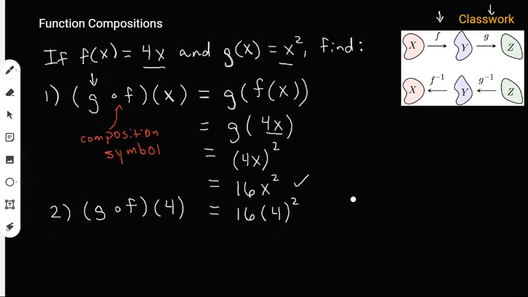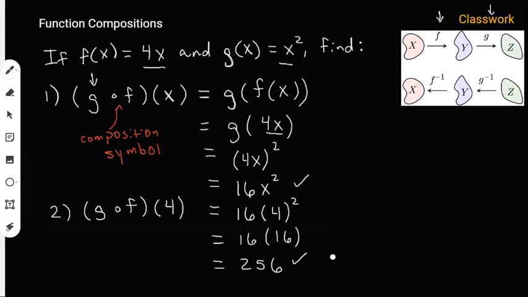So I'm going to get 16 times 4 squared. I'm going to do the exponent first. So 4 squared is 4 times 4, which is 16. So I get 16 times 16. Makes sense so far? Good. So now I have 16 times 16, which is 16 squared, which is 256. And that's going to be my answer for that one.